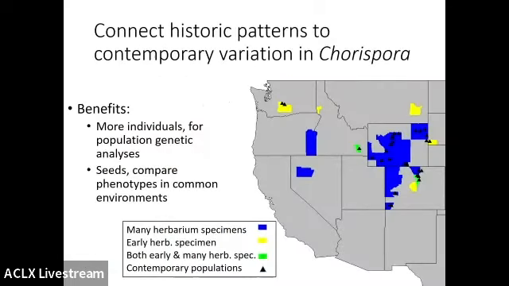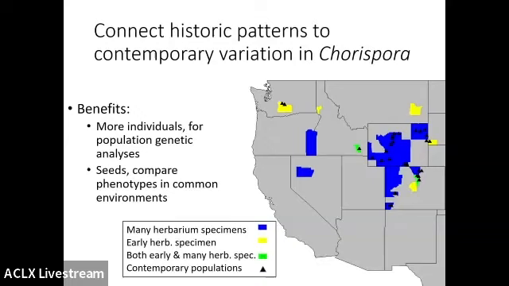So I'm also trying to connect historic patterns with genetic variation we observe in contemporary populations, right? And I can use the label data from herbarium specimens to focus my collecting efforts. So the counties highlighted in blue and green are the counties that we're focusing on for the expanded plant genomic data set because they're the most well represented in the herbarium specimen collections that we have. And I've also recollected fresh material from populations in these same regions.